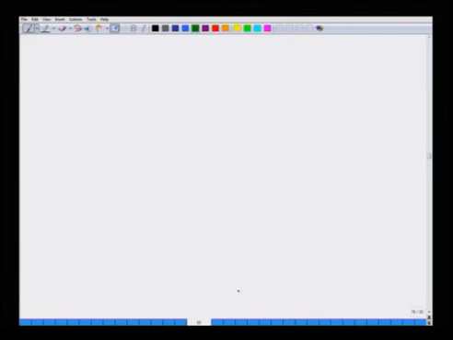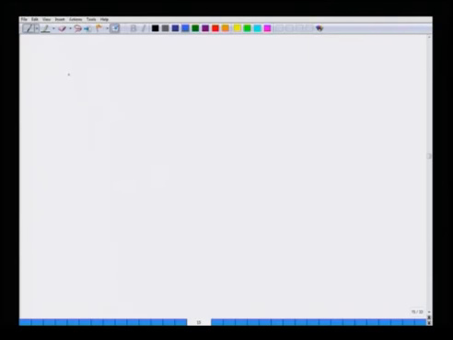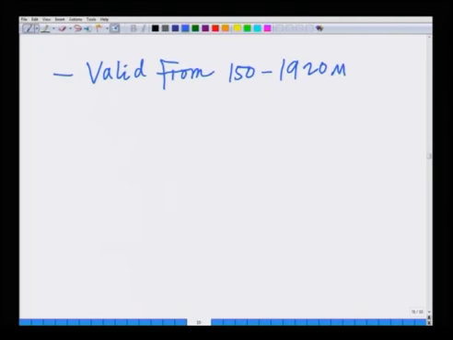Even though this model is valid from 150 to 1920 megahertz, it can be extrapolated for higher frequencies. So, it is valid from 150 to 1920 megahertz. This is the range of the carrier frequency. However, with extrapolation it can be used for higher frequencies.